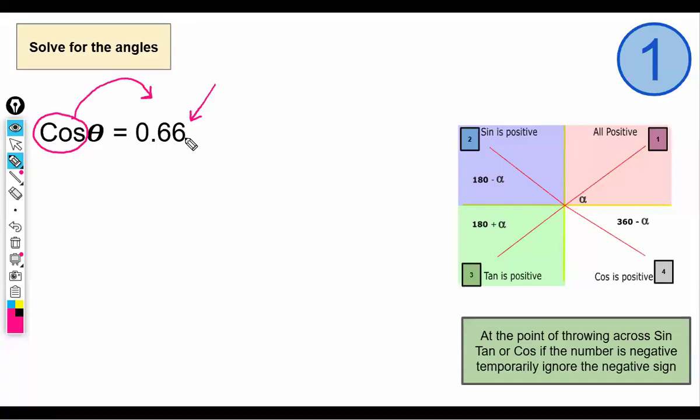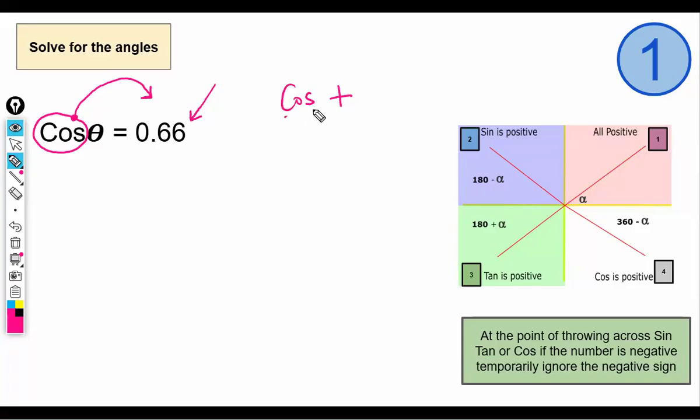I'm going to repeat it. The reason it is a positive type of question is because when we are throwing across the cosine, the only thing to throw across in this question, the number waiting on the other side is positive. Now, here's the thing. It's not just a positive type of question. What's the trig function today?